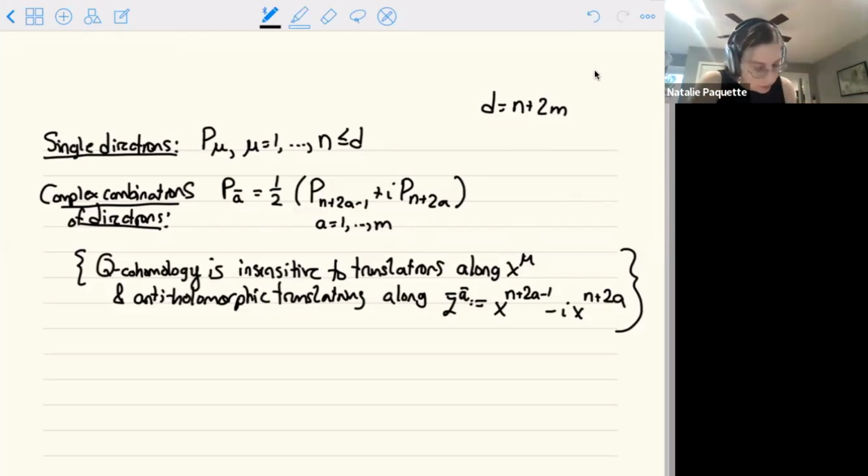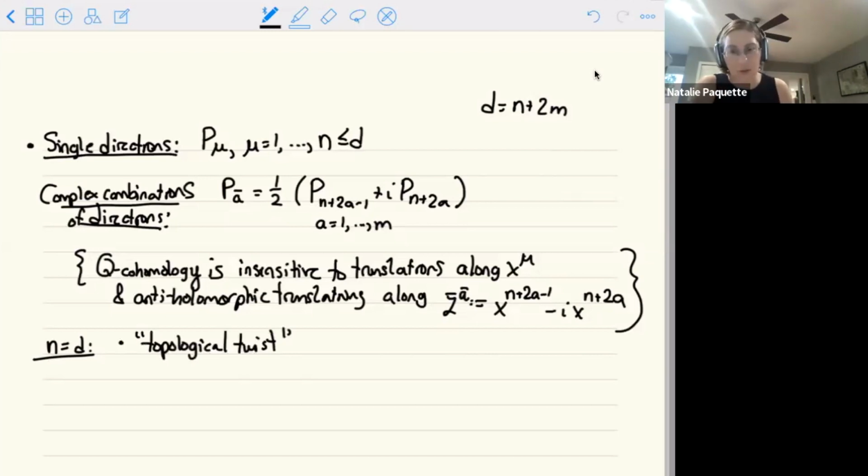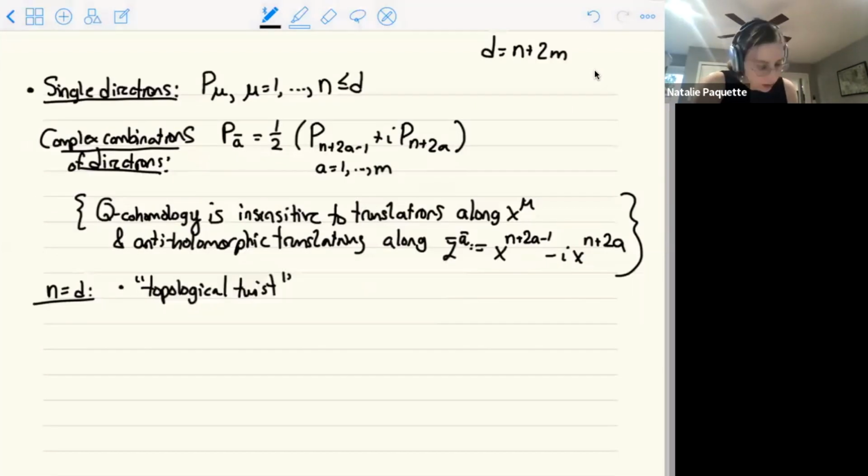But let's say if n equals d, if I just trivialize all of these individual space-time directions, so from this first case, if the number of directions I've trivialized is just equal to the number of space-time directions, this is called a topological twist. All of my space-time translations become trivial in cohomology. If d is even and equal to 2m, so I only have the second type in play, nothing of the first type, this kind of twist is called the holomorphic twist. It's also often called the minimal twist.